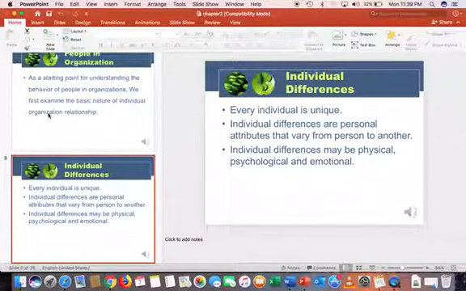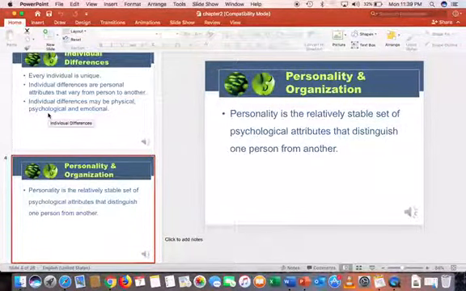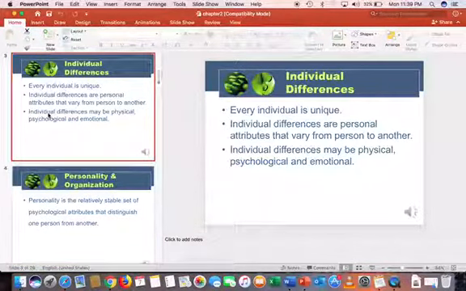How will you respond to him or her, or how will you make changes when you have a diverse workforce? Individual differences may be physical, psychological, or emotional. Well, what is personality and how does it relate to the organization? Personality is the relatively stable set of psychological attributes that distinguish one person from another. The individual difference is that every individual is unique.